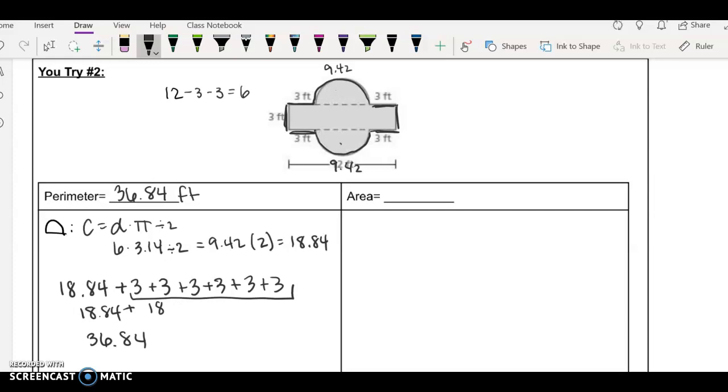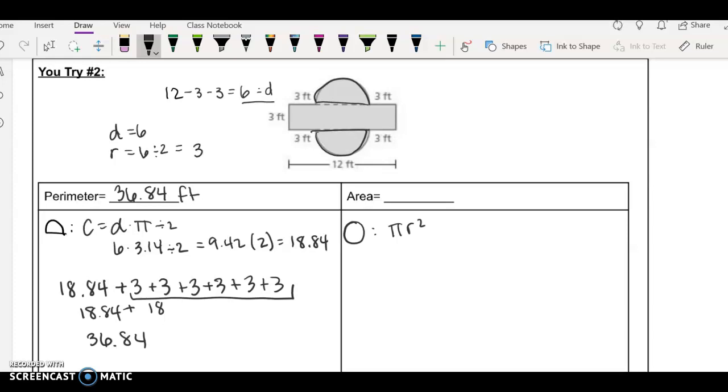Now we need to find the area. So I'm going to erase this for you guys so we can kind of see it a little better. So I have two semicircles, and two semicircles make up a full circle. So I have a whole circle this time, so I can just use the area formula, which is just pi r squared. I don't need to divide by 2 because if I were to connect these and move these together, it would make a full circle. So we need to find my radius. This is my diameter of 6. So my radius is 6 divided by 2, which is 3.